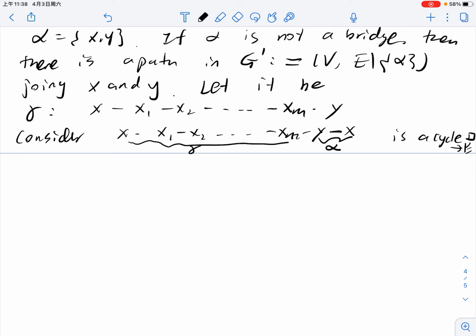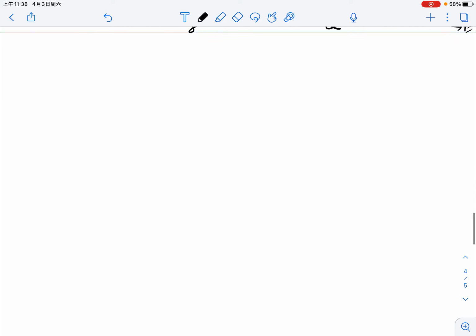Okay, so we prove that if there's no cycle containing alpha, alpha must be a bridge. Okay, therefore we complete the proof of theorem B.